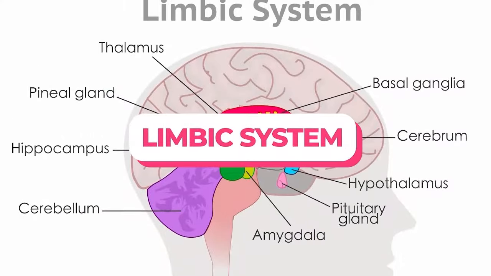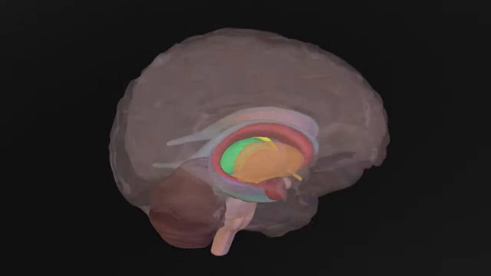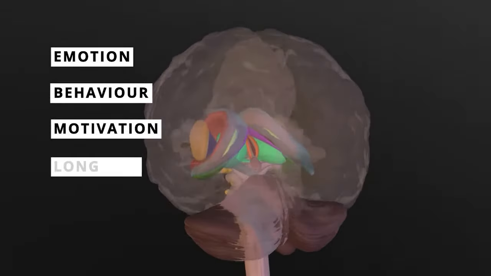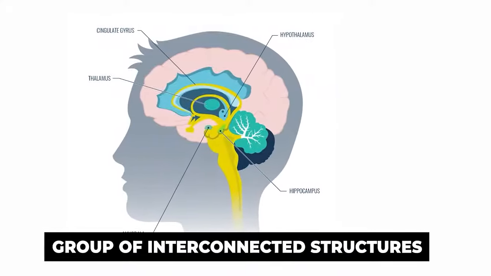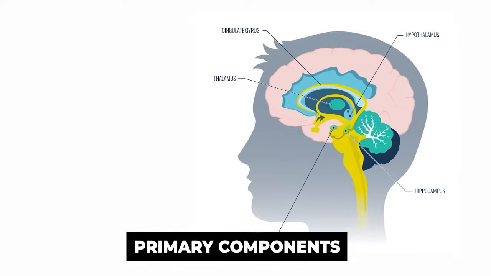Limbic system. The limbic system is a collection of structures in the brain involved in various functions including emotion, behavior, motivation, long-term memory, and olfaction. The limbic system is a group of interconnected structures. Here are some of the primary components.